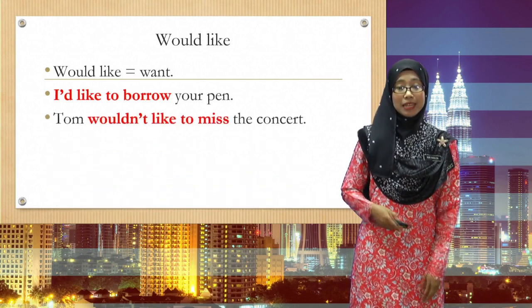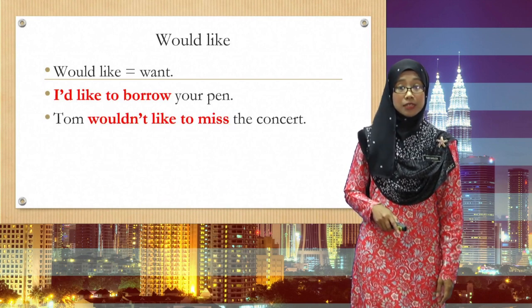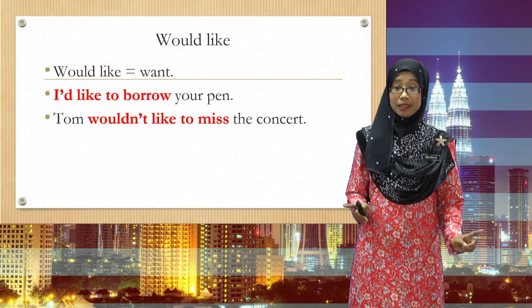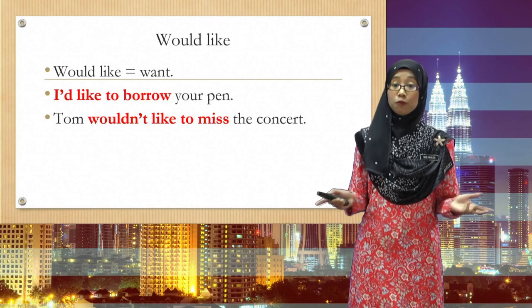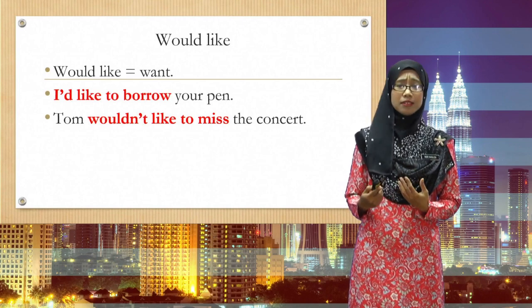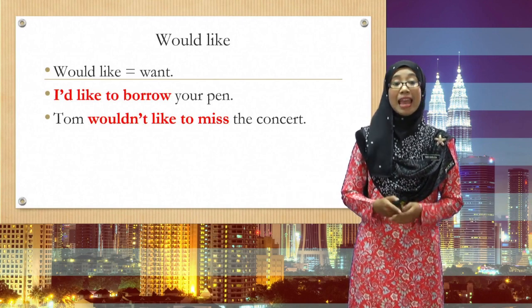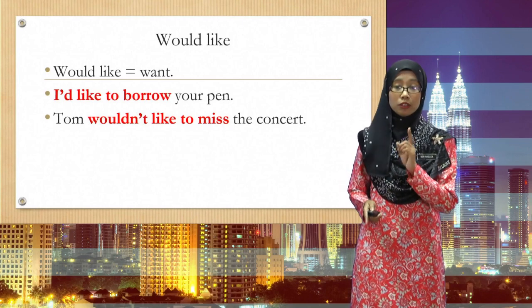The second one is, Tom wouldn't like to miss the concert. Wouldn't is the contraction of would not. It means that he doesn't want to. It is negative sentence. Negative sentence has the word not.